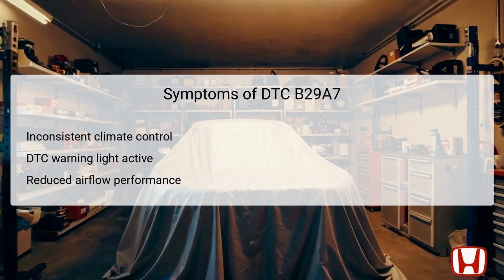The symptoms associated with DTC B29A7 can significantly impact the comfort and functionality of the Honda Accord's climate control system. Drivers may notice inconsistent climate control, where temperatures are not regulated properly, causing discomfort to passengers. Additionally, the DTC warning light may illuminate on the vehicle's dashboard, serving as a clear indication that there is a fault in the climate control system.